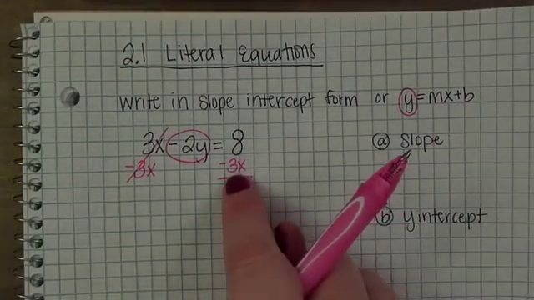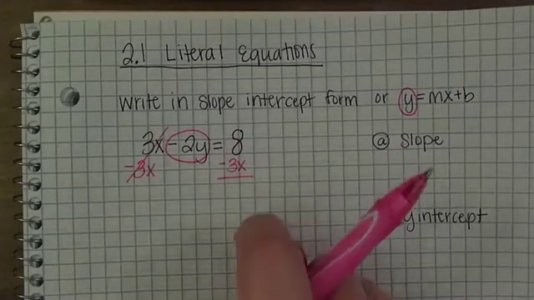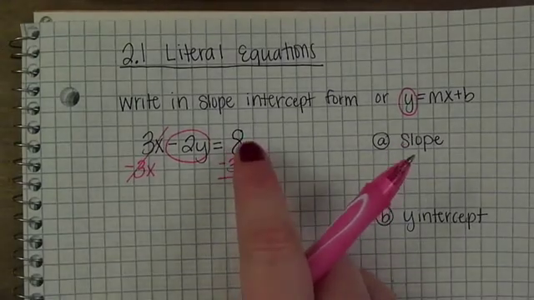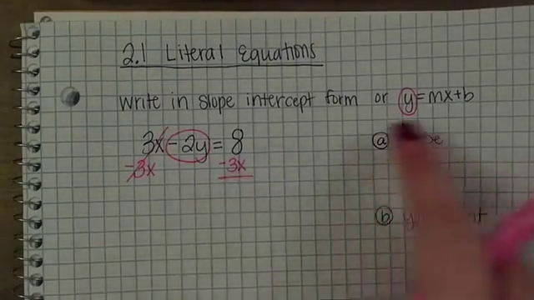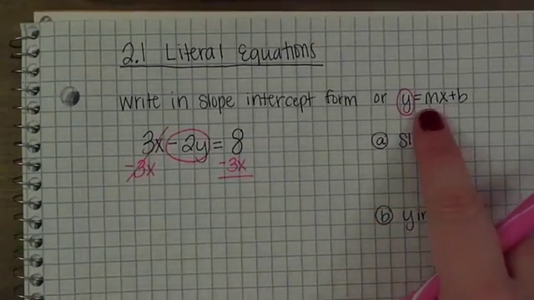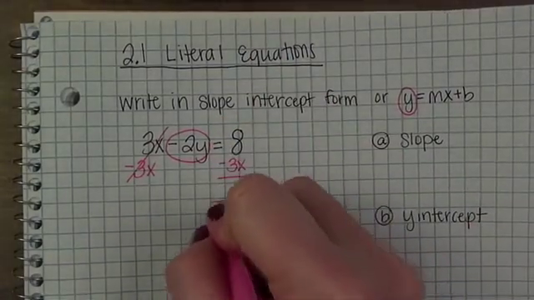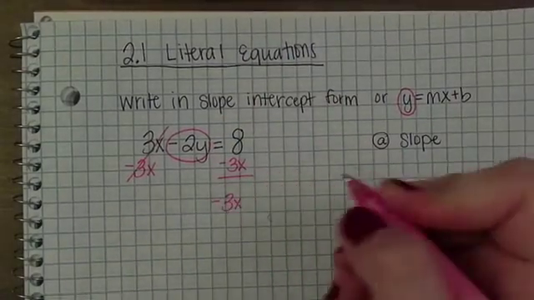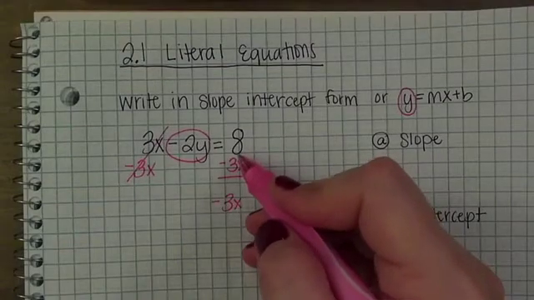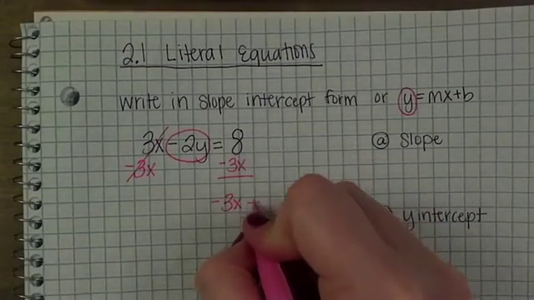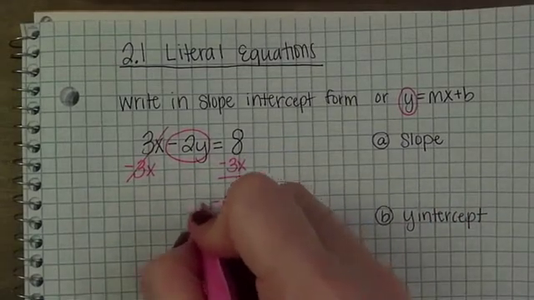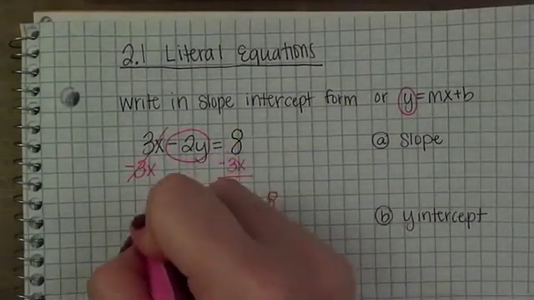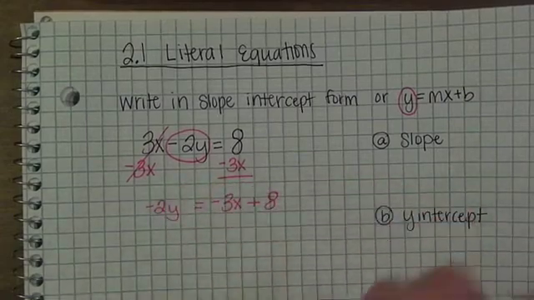So should I write the negative 3x first, or should I write the 8 first? Hopefully you said you should write the 3x because mx comes first. So we're going to put negative 3x. This 8 is positive, so we would put a positive 8. Bring down the equals. Bring down the negative 2y.